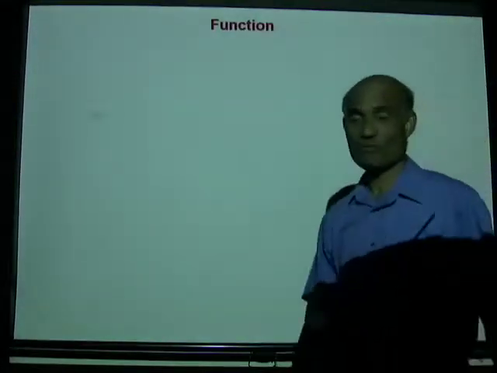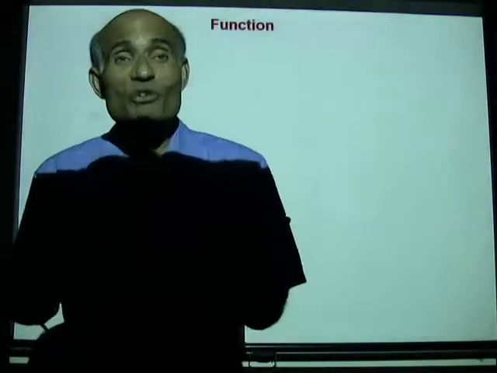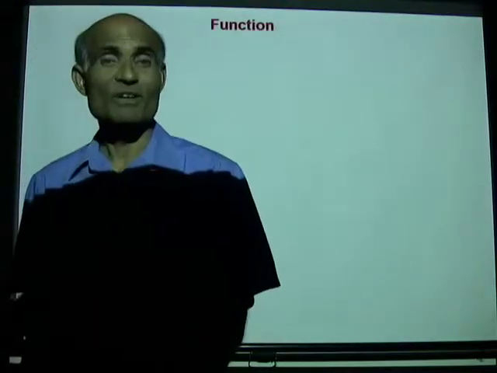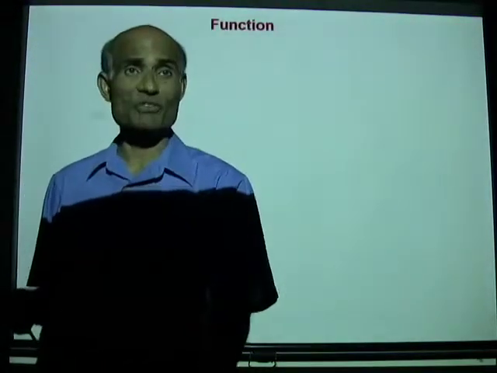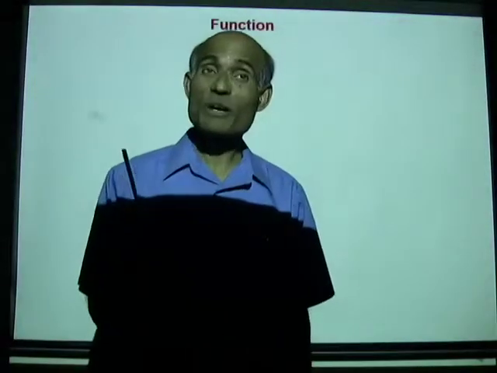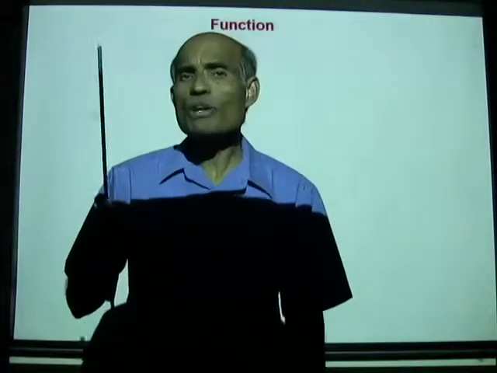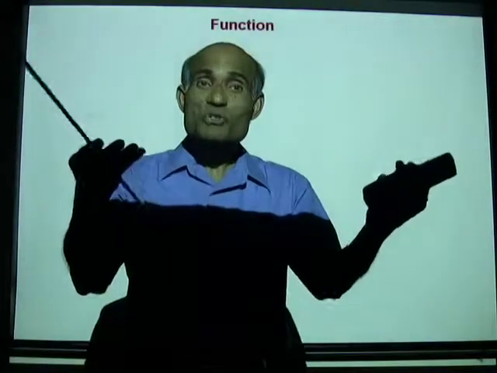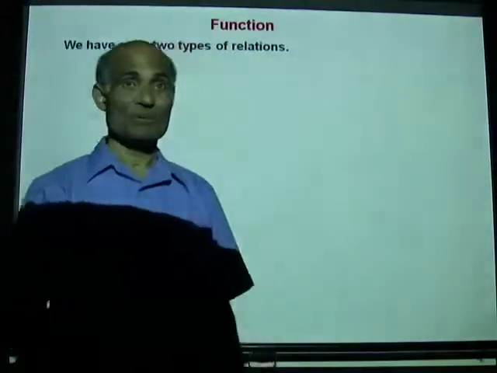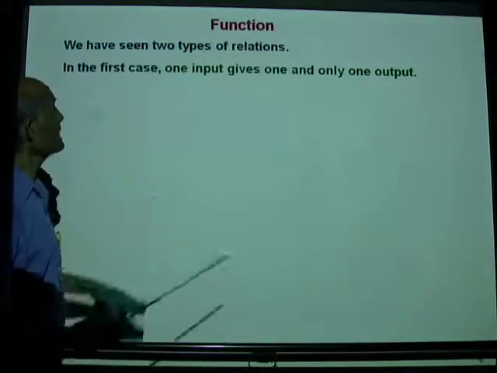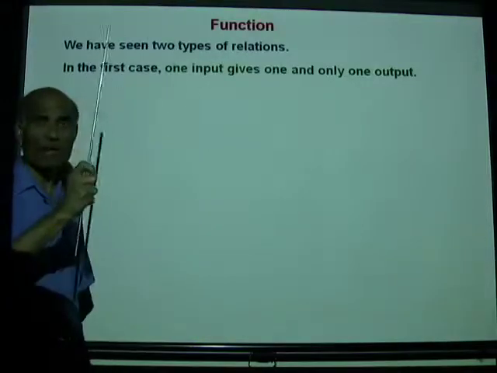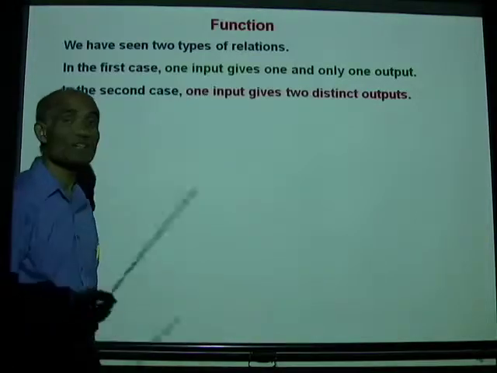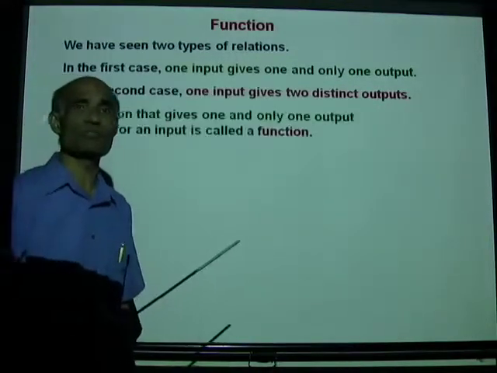Now, therefore, we will define what a function is. When does a relation become a function? We talked about two types of relations. What are they? In the first type, one input gives you only one output. In the second type, one input gave us two different outputs. In the first case, one input gives us one and only one output. In the second case, one input gives us two distinct outputs.